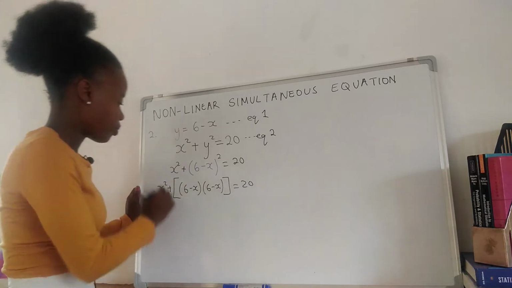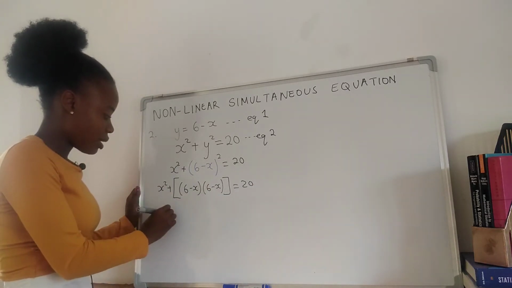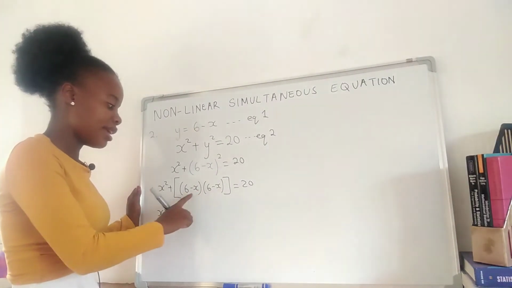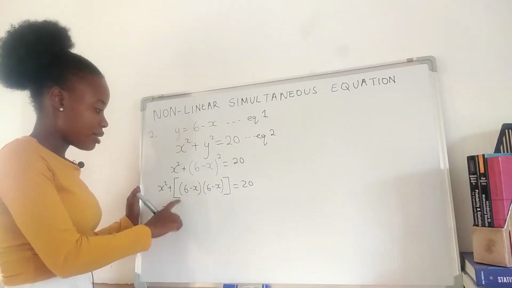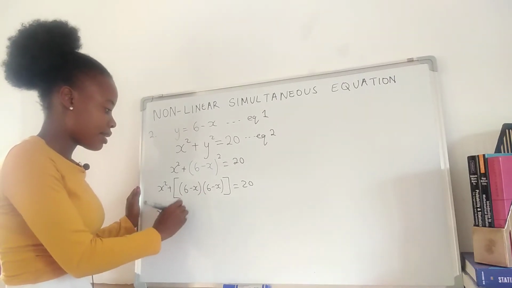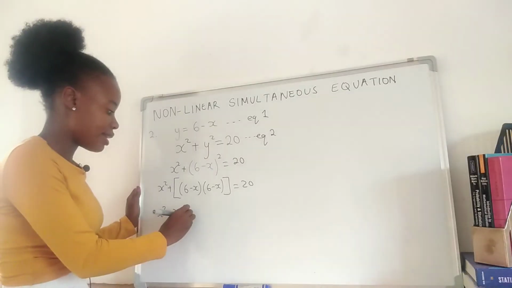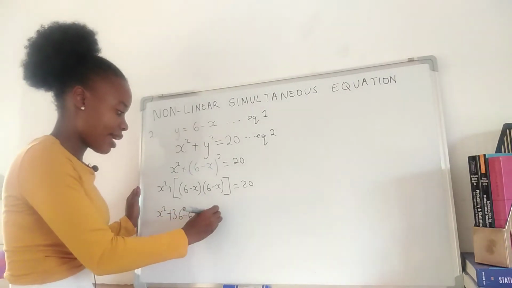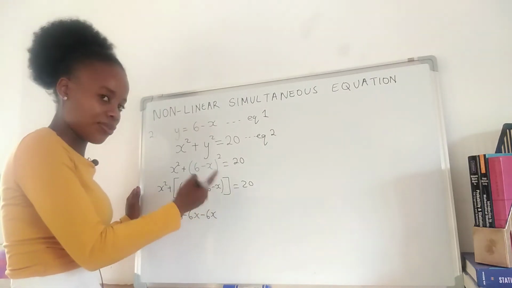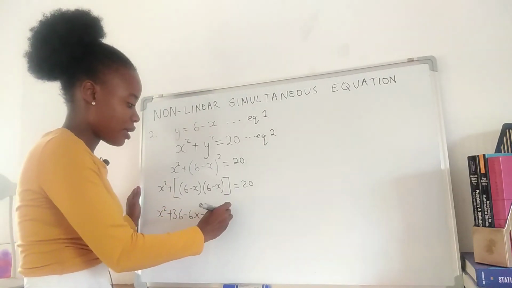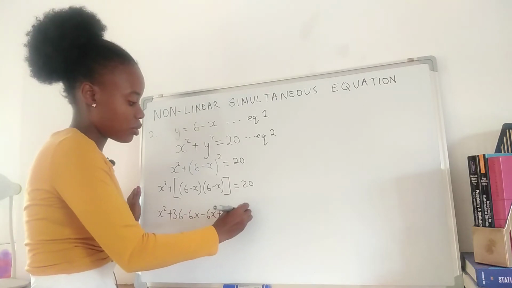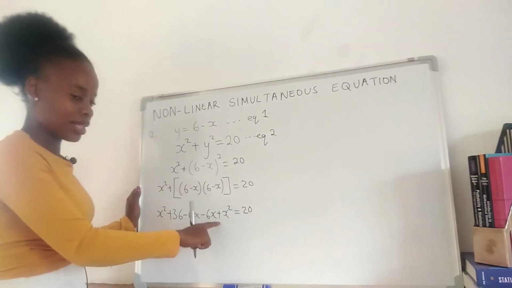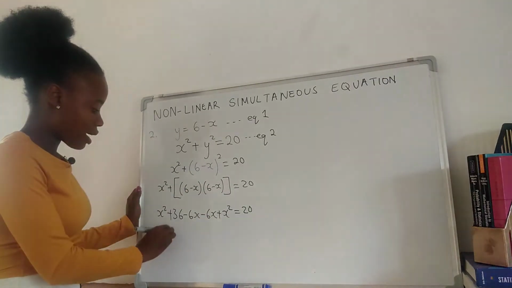Equals to 20. We're going to have x squared plus 6 times 6. You multiply this term with everything this side, this term with everything this side, right? So 6 times 6 is 36, 6 times negative x is negative 6x, negative x times 6 is negative 6x, negative x times negative x is positive x squared equals to 20, okay? After that, you collect like terms, x squared plus x squared is 2x squared.